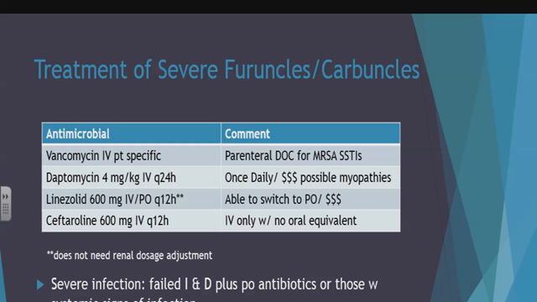Or if a patient is immunocompromised, I'm going to automatically classify them as severe because they're more at risk for the infection to spread and to spread quickly, because they don't have that immune system to keep those bacteria in check. And you would always cover for MRSA empirically in these scenarios of severe infection.